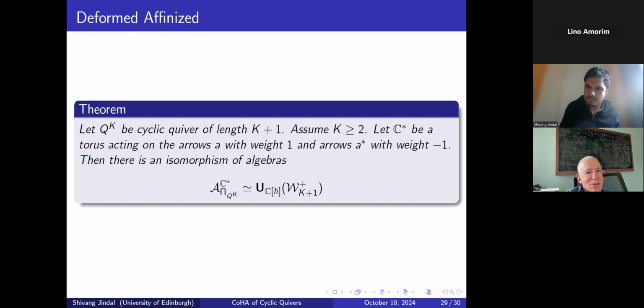Yeah, and you consider the action on the Hilbert scheme of this quotient, C square modulo the cyclic group of order K. Yeah. K plus 1. K. Well, yeah, K plus 1.